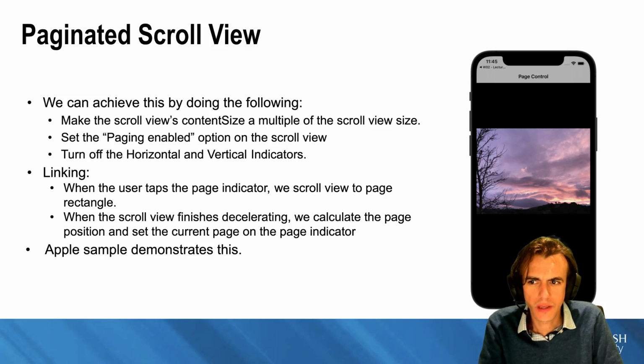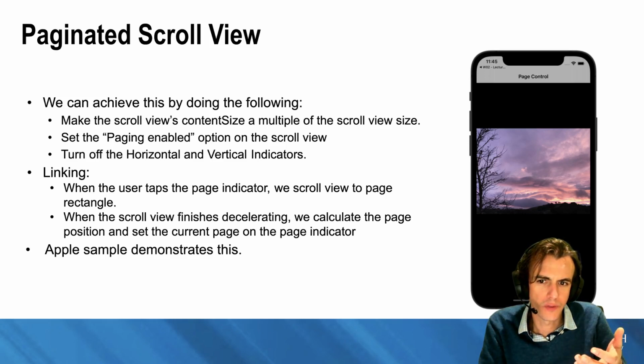In terms of linking to the UI page control, when the user taps the page indicator, we just have an action set up so that we can scroll the view to the page rectangle that's being displayed. So if the page indicator says the active page is the 3rd one, we calculate the rectangle for that page and tell the scroll view to scroll to that rectangle.